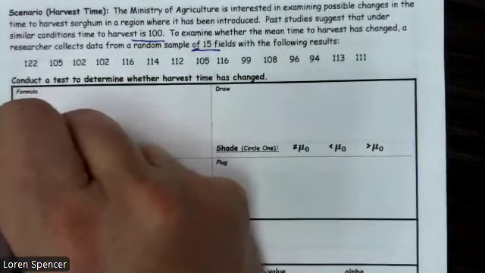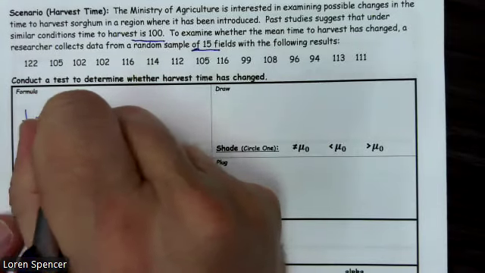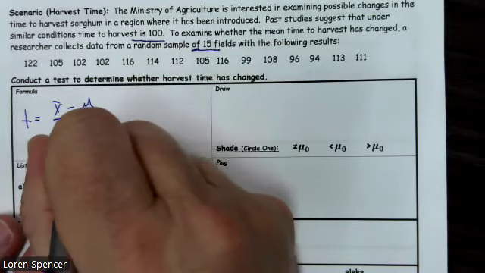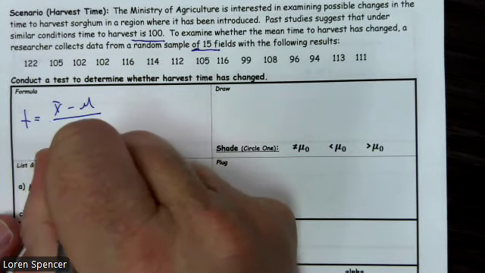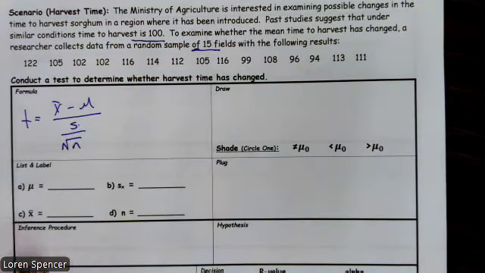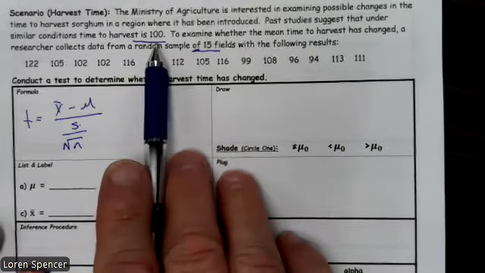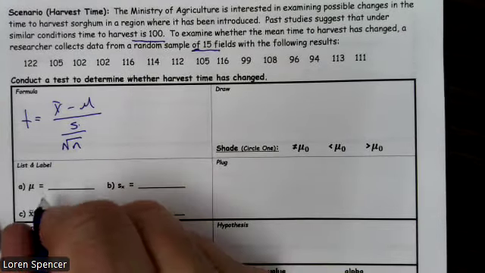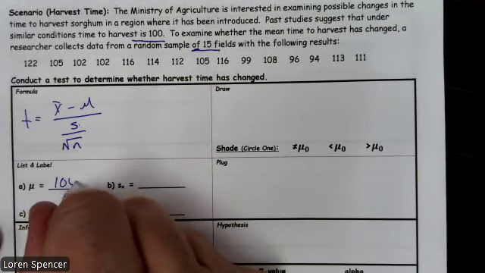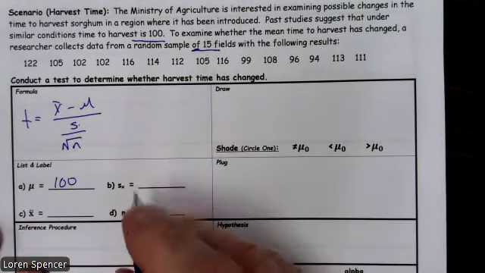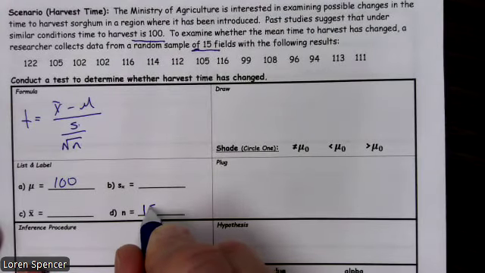Conduct a test to determine whether time to harvest has changed. Our formula is t equals x bar minus mu, over the standard deviation of the sample divided by the square root of n. Please remember, using the standard deviation of the sample is what makes this a t distribution. They tell us the mean of the population, that's always the claim, is 100. They also tell us our sample size is 15.